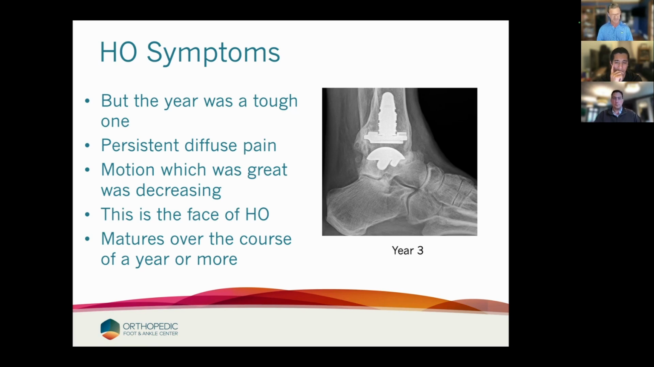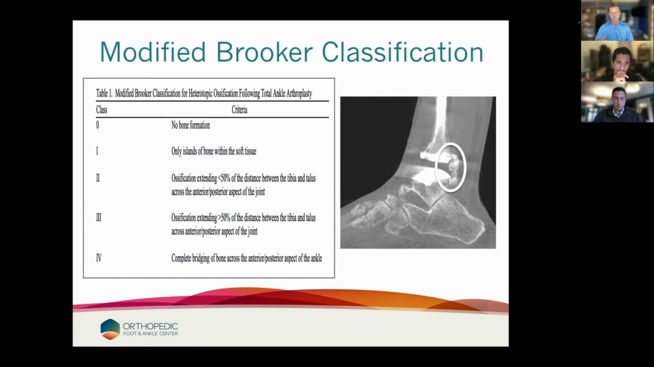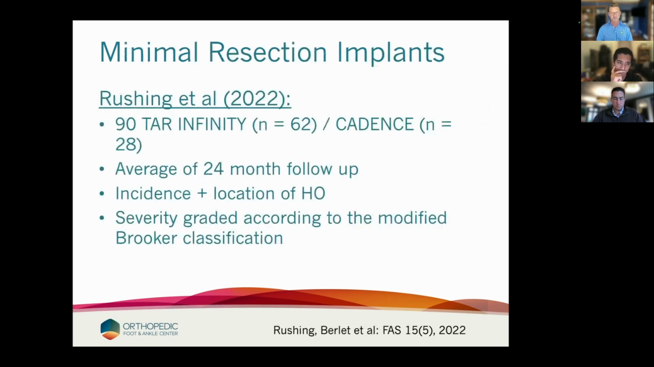And the reason is your HO is maturing over the course of the year. So the modified Brooker classification for HO in the ankle starts with 0 and goes up to 4. 1 is just islands, 2 is less than 50%, 3 is more than 50%, and then 4 is complete bridging bone. The example on the right here would be a Brooker stage 4.